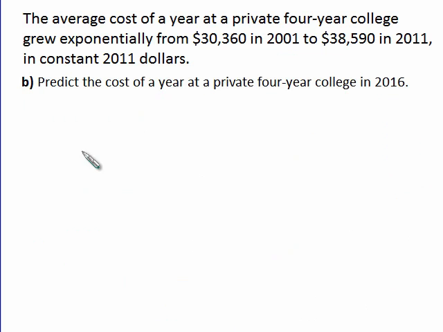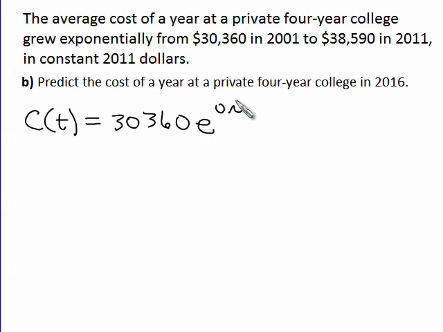Part B wants us to predict the cost of a year at a private four-year college in 2016. So starting with my model, I had C of t is 30,360 e to the 0.024t. Now they want the cost in the year 2016. So the first step then is to subtract off my original year, which was 2001, and see that t then will be 15 years that have passed from the original year to 2016.